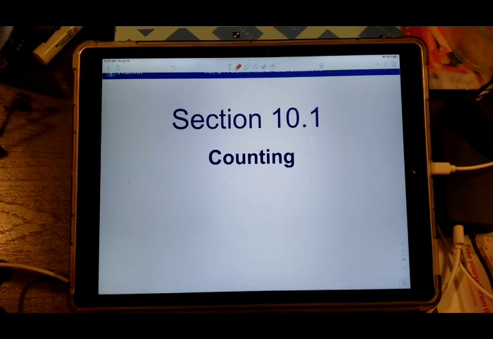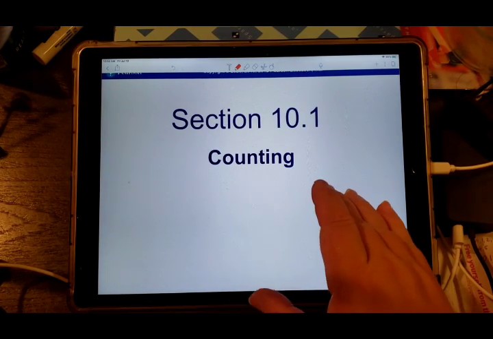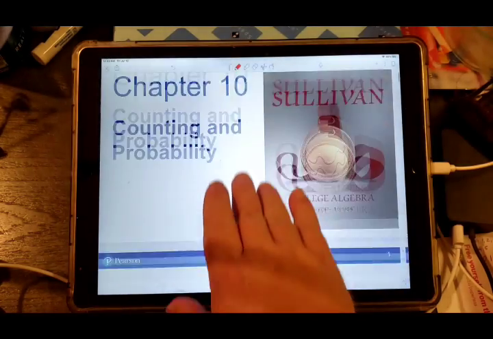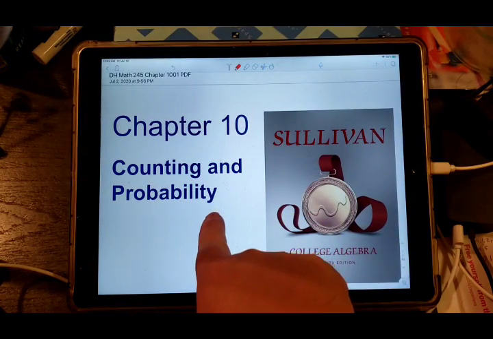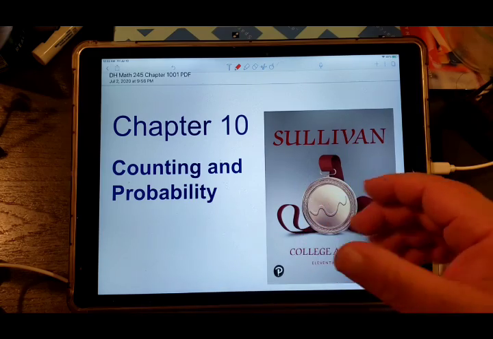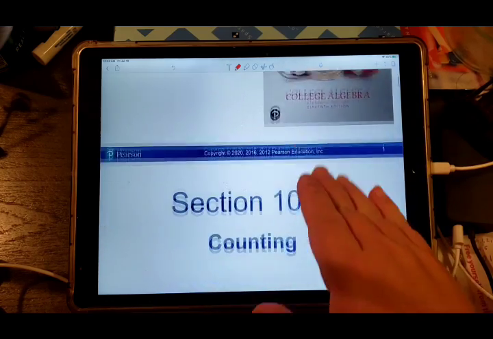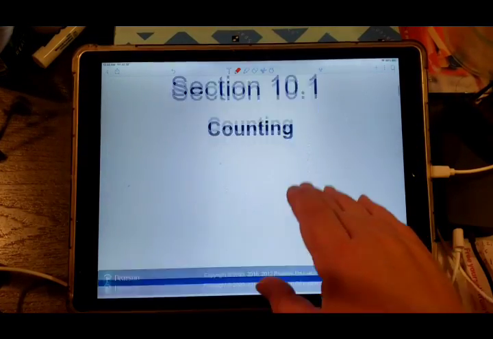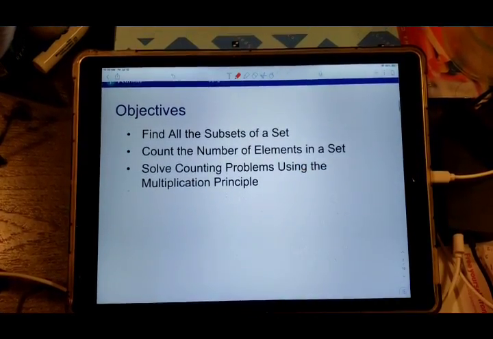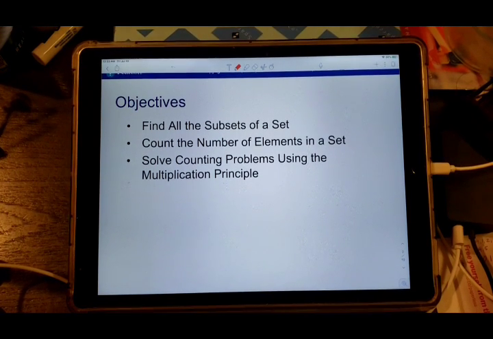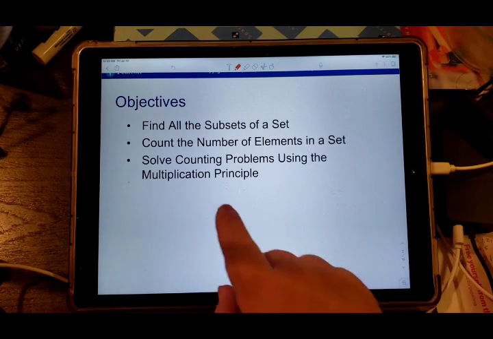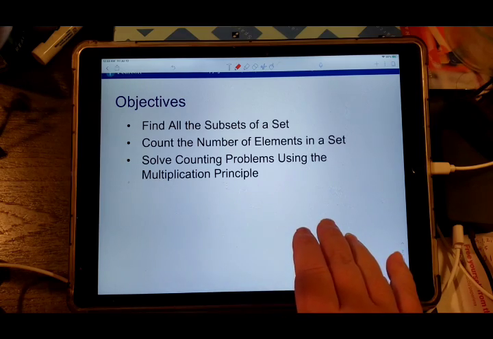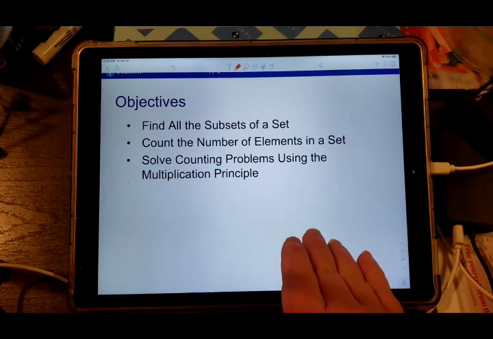All right, section 10.1, counting. Counting is part of any probability course. We're not going to get into the probabilities, but we're just talking about the first couple of sections in this section. So 10.1, counting. Objectives: find all the subsets of a set, count the number of elements in a set, solve counting problems using the multiplication principle. All right, so a few objectives here.